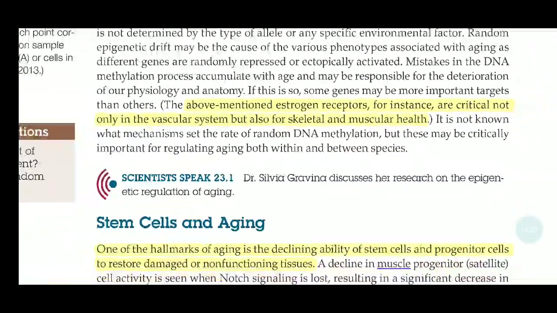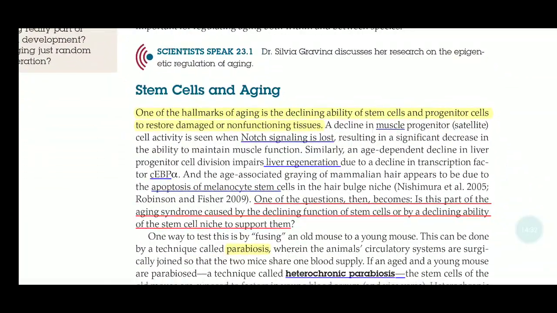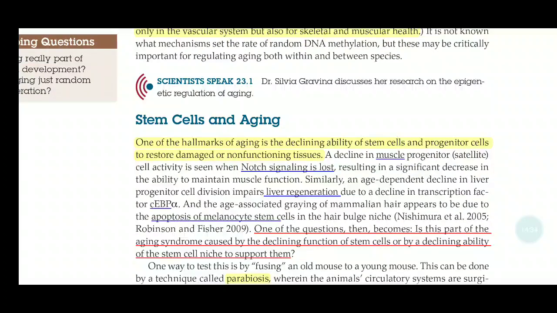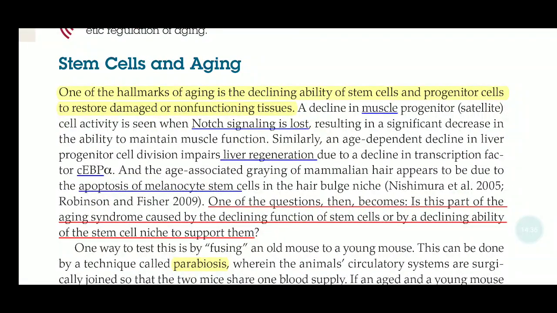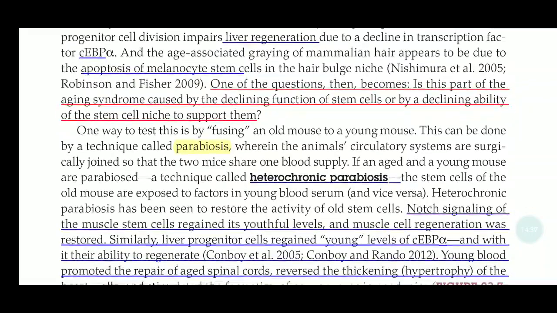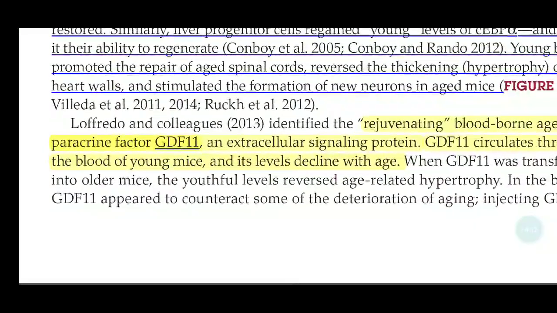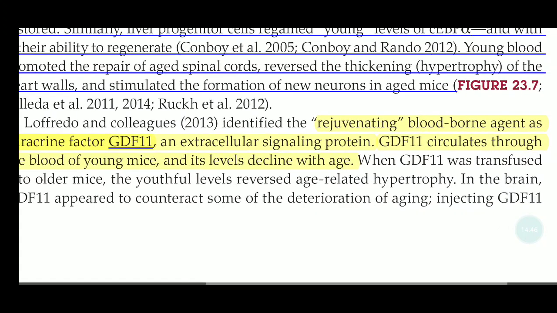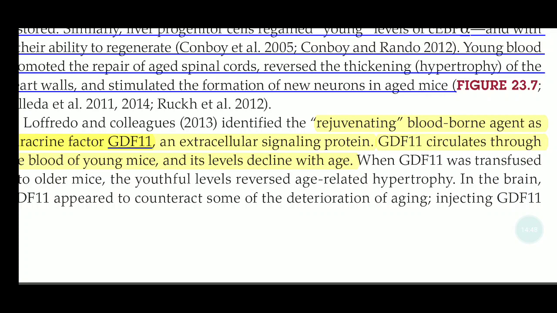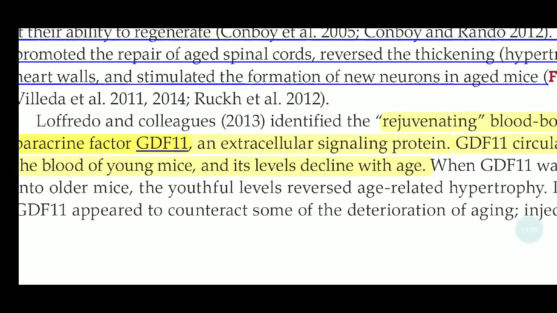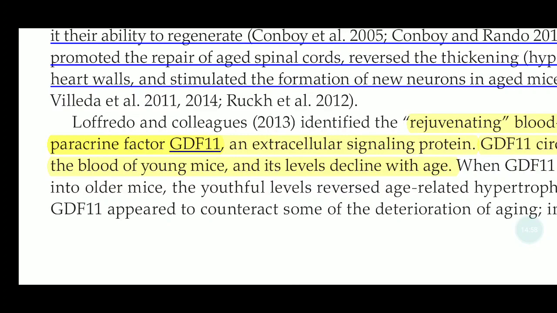and stem cell aging is a different process. Stem cell aging is the simplest point here. I would like to tell you that GDF11 is a paracrine factor found in blood, which helps to rejuvenate normal stem cell production, because the older you are, the lower the level of GDF11 factor you will have.